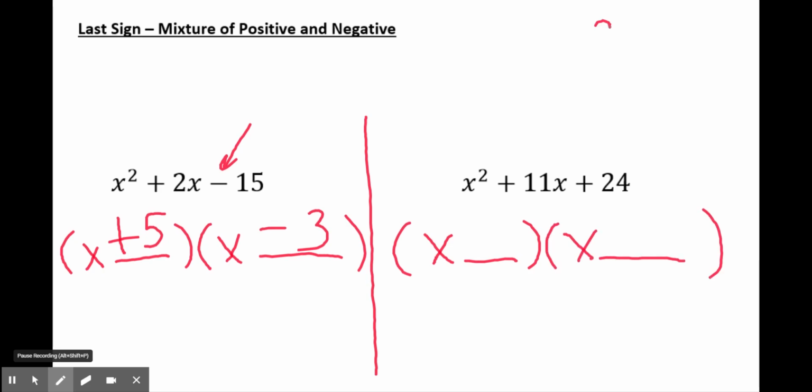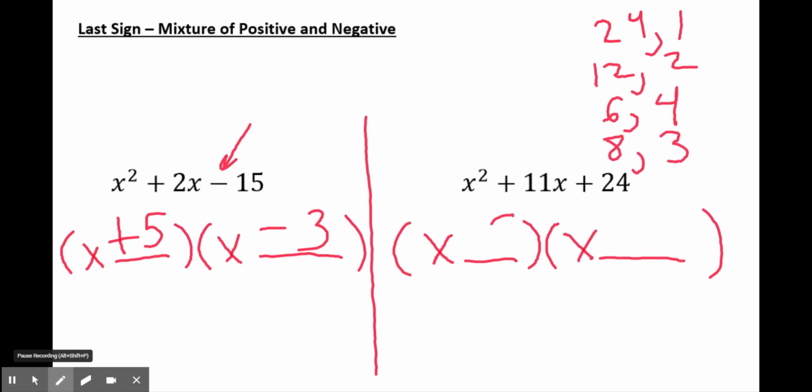This one you've got to be careful on. So if we're thinking of factors, a lot of people will want to say 6 and 4, but 6 plus 4 is 10, not 11. Try 8 and 3. 8 times 3 is 24, but 8 plus 3 is 11. Last sign is positive, they both get that middle sign.